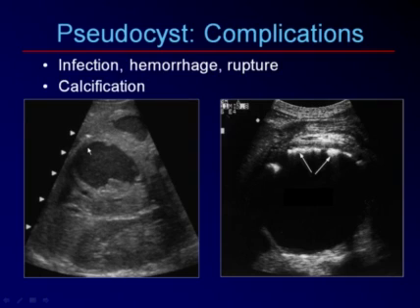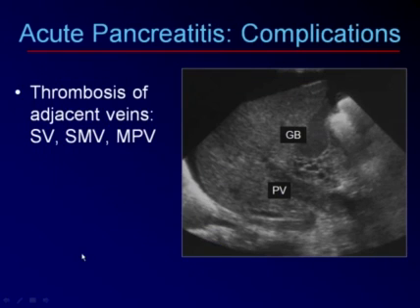Now, pseudocysts can have complications of their own. They can become superinfected. They can bleed into themselves. They can even rupture. They can have calcifications in the wall. And here we see several of these complications.